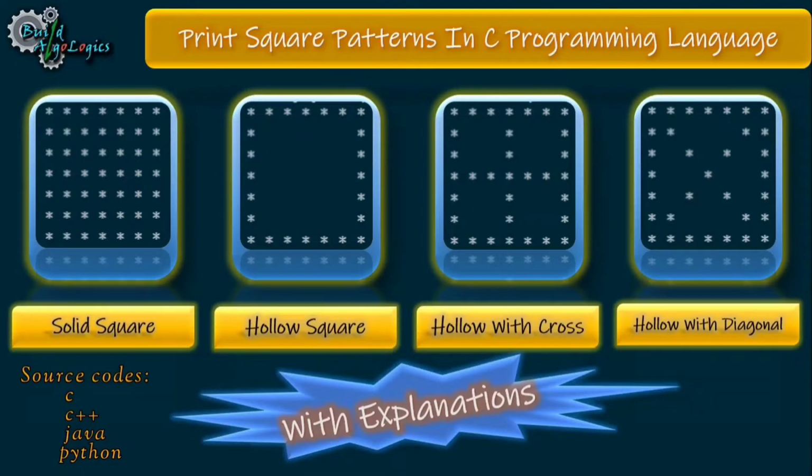Alright, so in this video what we are going to do is write the code to print these square patterns, namely solid square, hollow square with cross and hollow square with diagonal. But before diving into it, I want to provide you some basics or fundamental tools, and these tools will eventually become the basis for printing any kind of pattern.